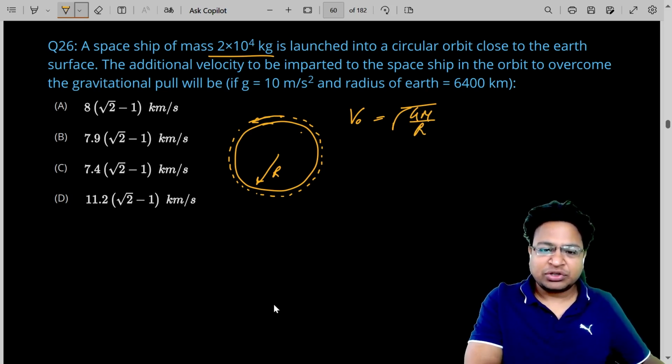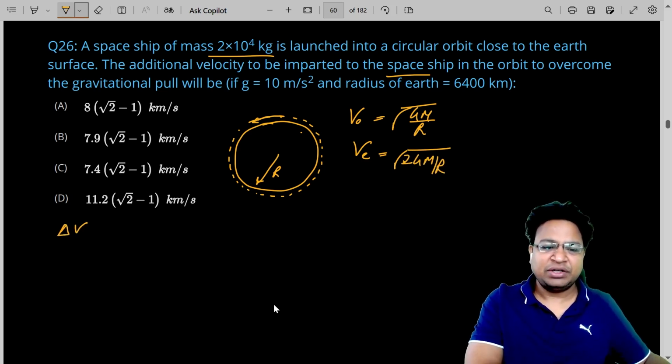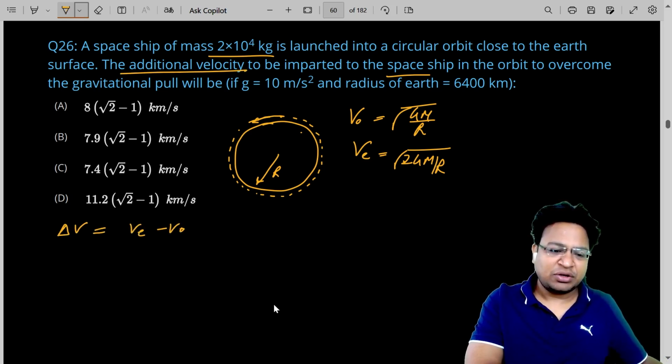Now, if we want to ensure that the spaceship overcomes the gravitational pull of the Earth, it basically means that we are trying to make this ship escape. So escape velocity at a distance very close to the value of R would be root 2 times GM by R. All right, so the delta v, the change in speed that we need to do, the additional velocity that we need to impart, would be V_E minus V_0. So it will become root 2 minus 1 times root of GM by R.